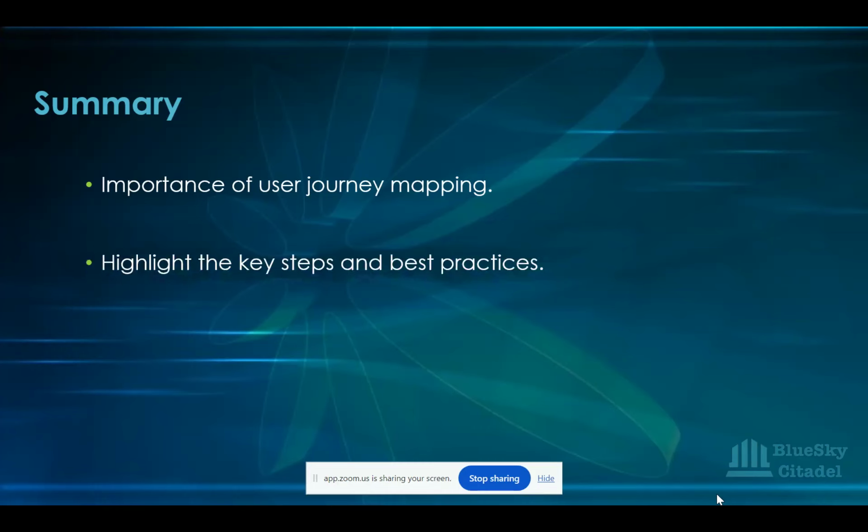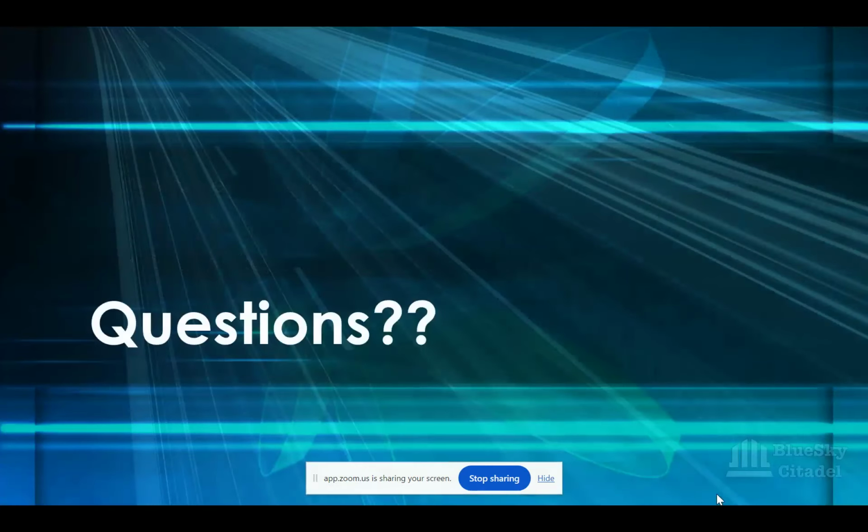So we've talked about the key steps and the best practices, and now we want to go to the questions. Do you guys have any questions for me? Once we're done with this, I'll show you some templates and how to create some user journey maps. A very, very quick run through, because obviously time is of the essence. But please ask your questions if you have any.